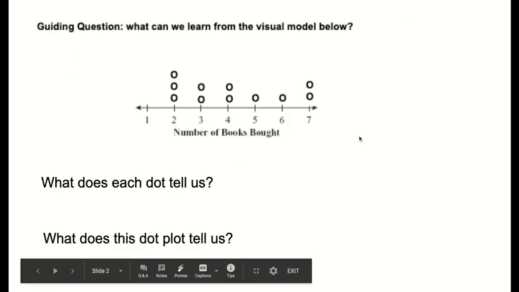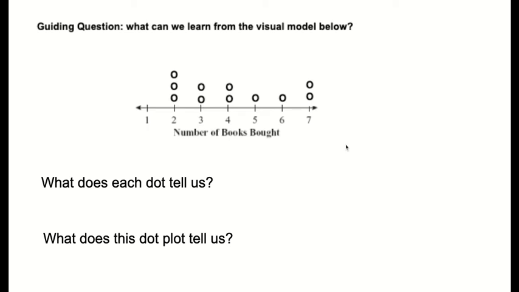This right here is an example of a dot plot. The first thing that I'm going to notice is the title, okay? It says number of books bought. What this is showing us is the number of books bought by different people, okay? Each dot represents a person. It represents how many books each of those people bought, okay? So for example, 2 books, well, that means 1, 2, 3 people, 3 different people went to the store and bought 2 books, okay? 2 people, because there's 2 dots, bought 3 books, and so on.